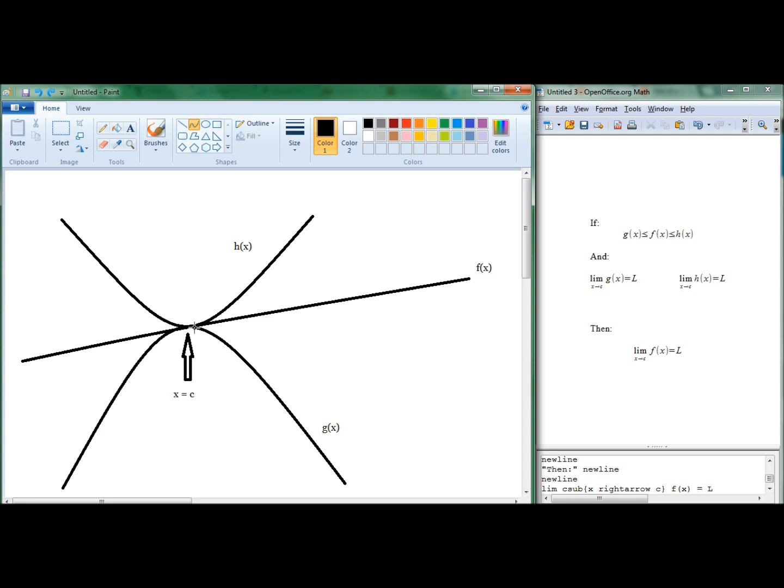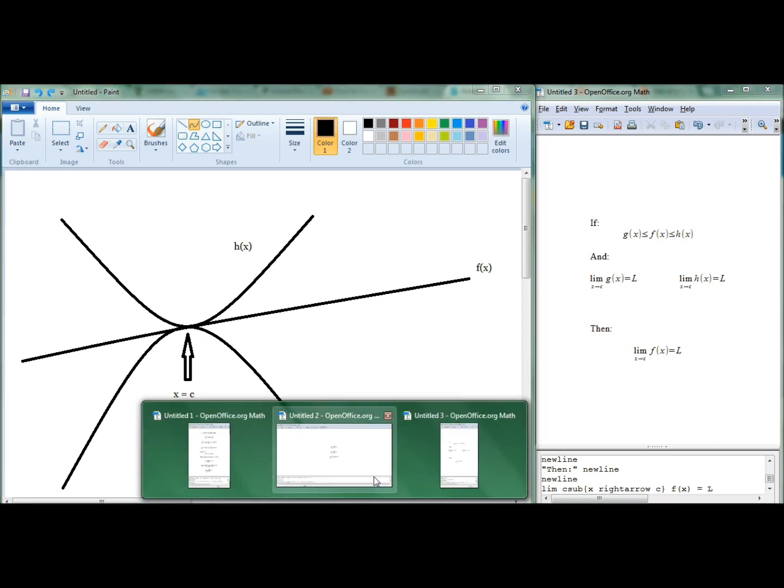Now if you think about it, that makes perfect sense, because we know h of x has to always be greater than or equal to f of x, and g of x has to always be less than or equal to f of x. So if they both approach the same number, well, what can f of x be? f of x has to approach the same number, because it can't be greater than h of x, and it can't be less than g of x. So that's basically the squeeze theorem.